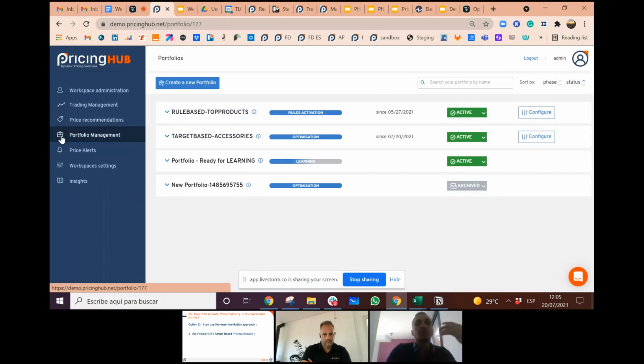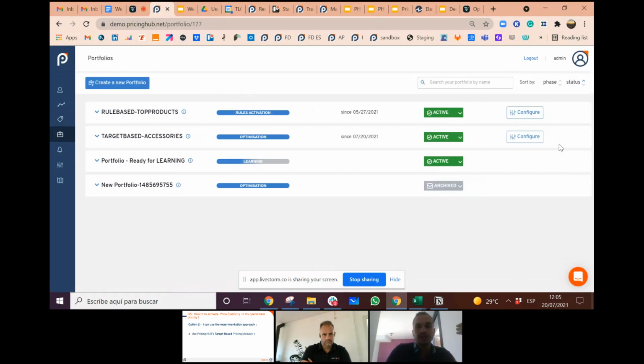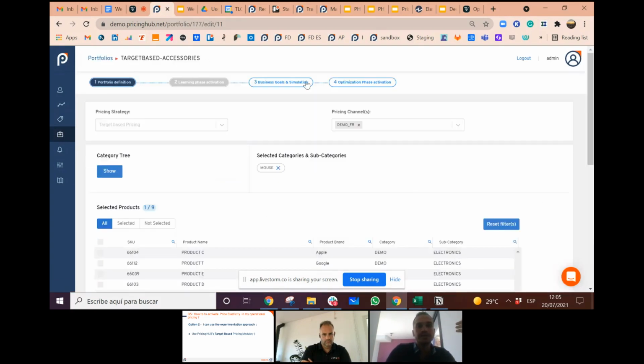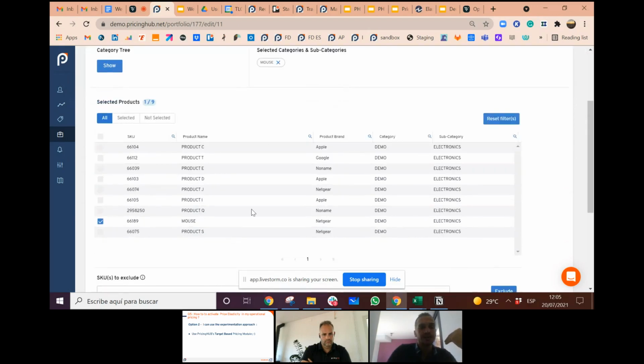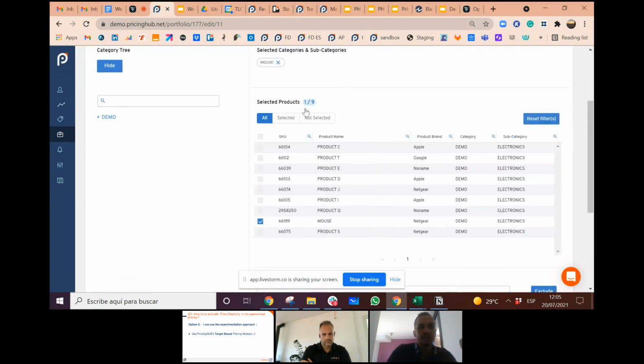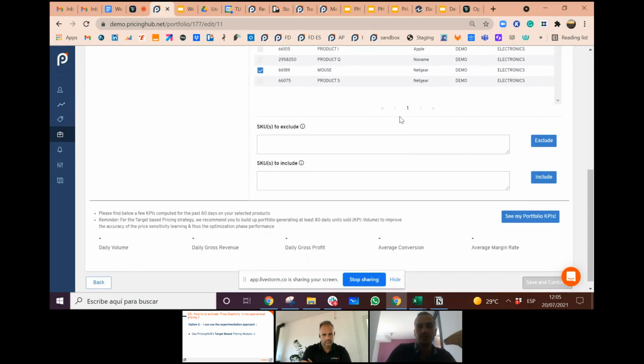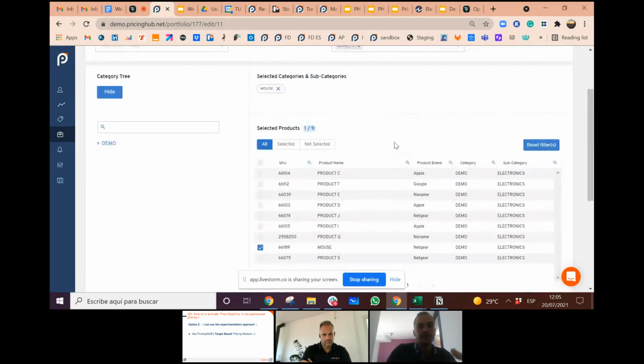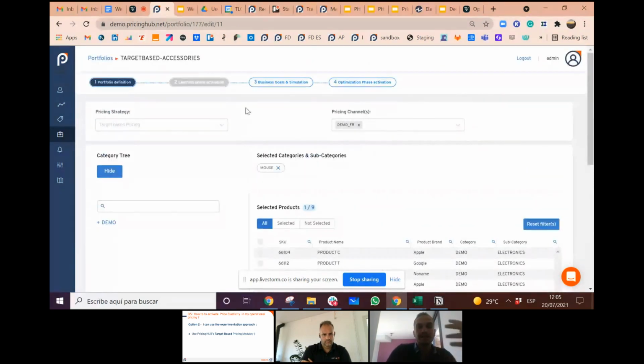We have a menu that we call portfolio management. This is a menu where you can create your own portfolio, and by creating your portfolio we mean that you have different steps to follow. Portfolio definition is the scope of products and the scope of channels on which I'm willing to apply a given strategy. So you would have your inventory tree, and you would be able to include or exclude some products, etc. Then we would learn.